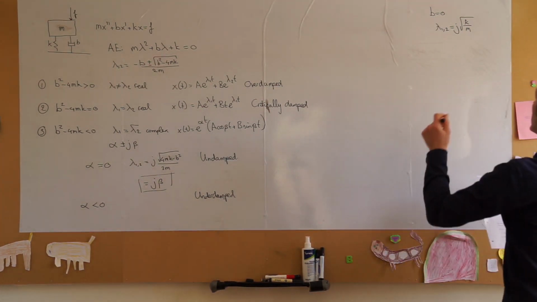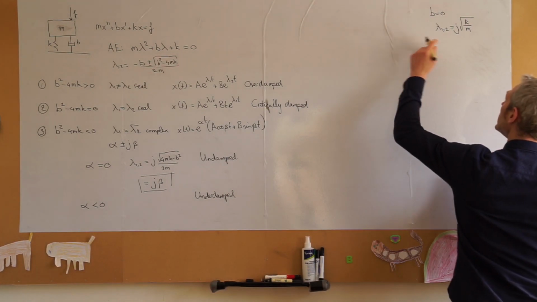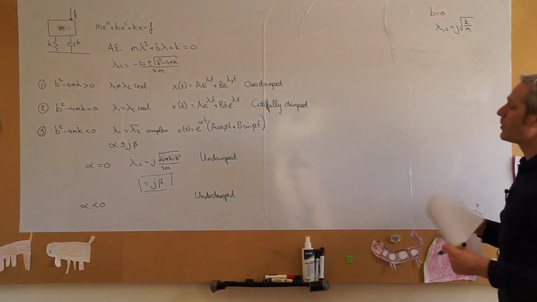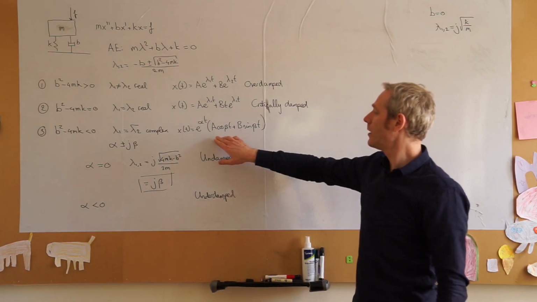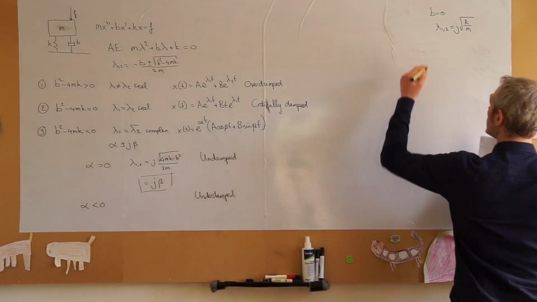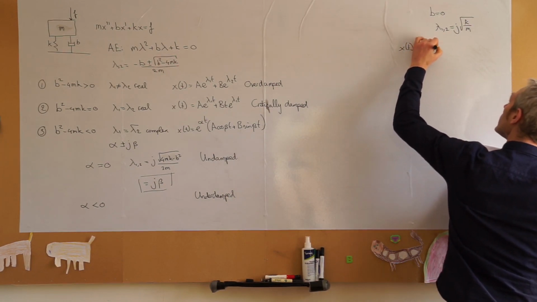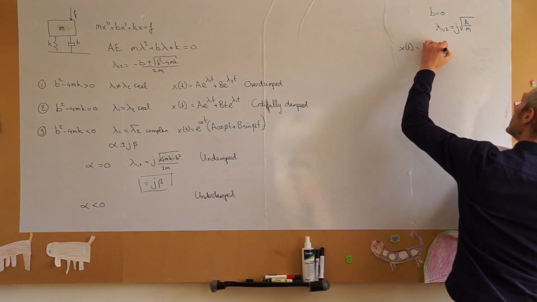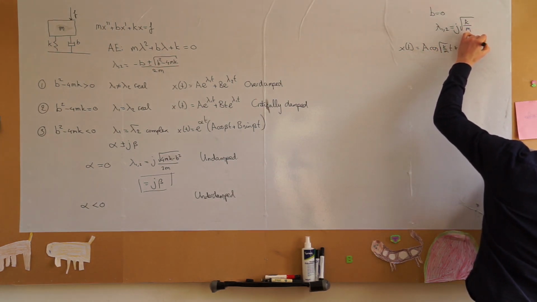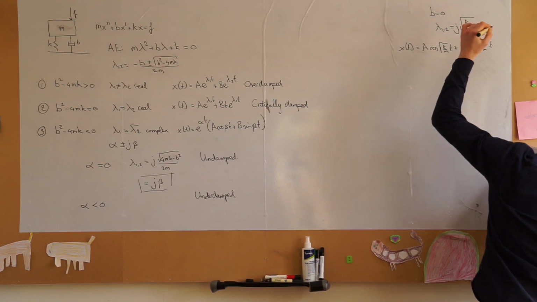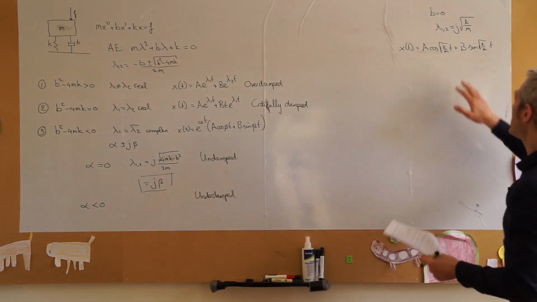Now, this value, so if we have this condition where they're purely imaginary, then we get oscillations, a solution which looks like x(t) is a cosine of square root of k over m times t plus b times the sine of the square root of k over m times t. And these are purely oscillations with a specific frequency.